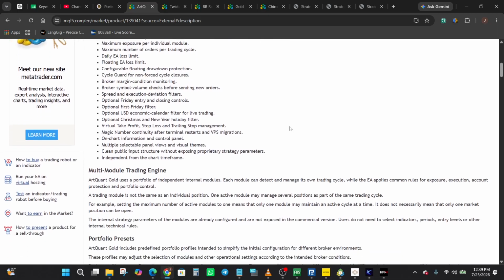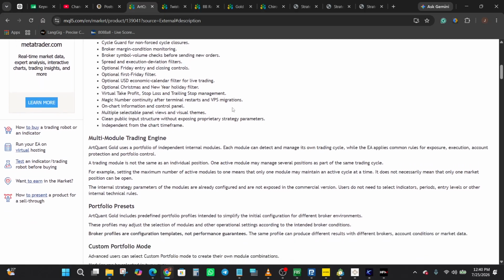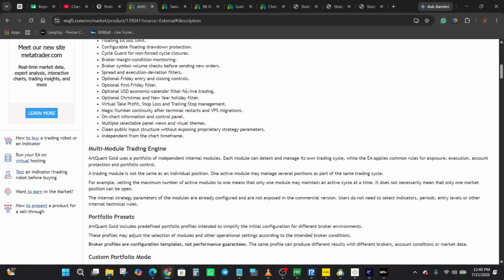though it won't override protection systems or manual closes. Execution wise, you've got spread and slippage filters, plus optional Friday, first Friday, USD news, and holiday filters to keep it out of the market during specific conditions. It's worth remembering that the news filter only works in live trading, not in the strategy tester, and because take profit, stop loss, and trailing are all managed virtually rather than sent to the broker, this EA genuinely needs your terminal running continuously. A stable VPS is strongly recommended here, not optional.